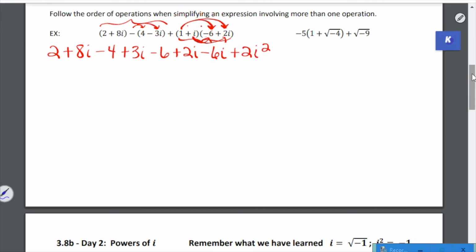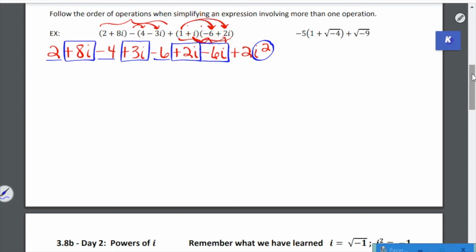So now we can combine all of our real parts. So 2, negative 4, negative 6, and that's all of our real parts at this point. And then we will combine all of our imaginary parts. I'm going to make sure I identify those here so you can see all the real parts or imaginary parts. And then my very last step, I will convert that i squared. I don't want to forget to do that part as well.